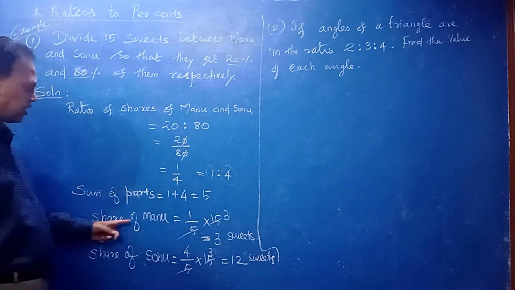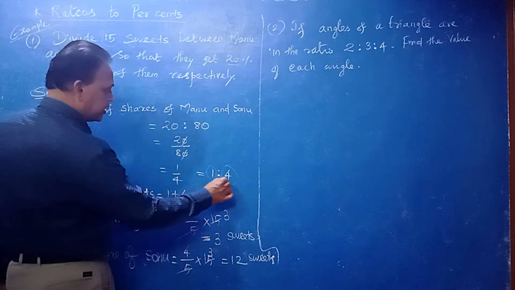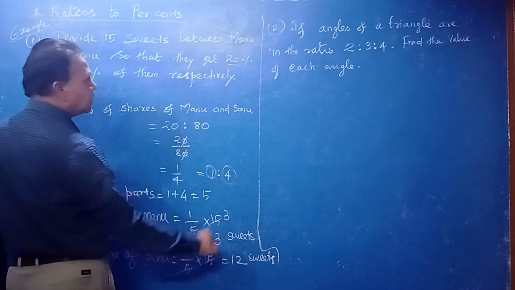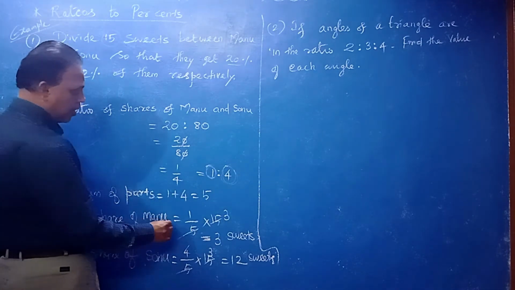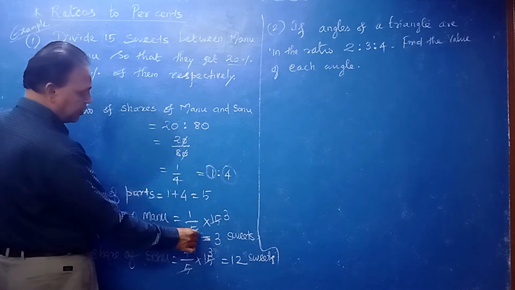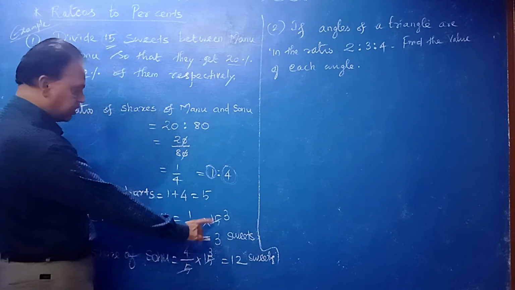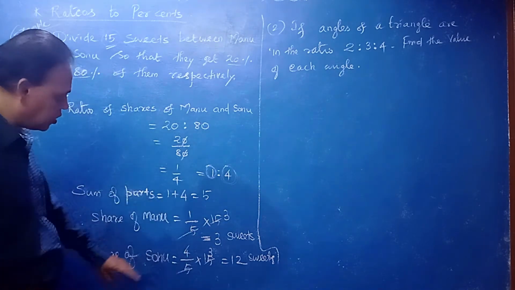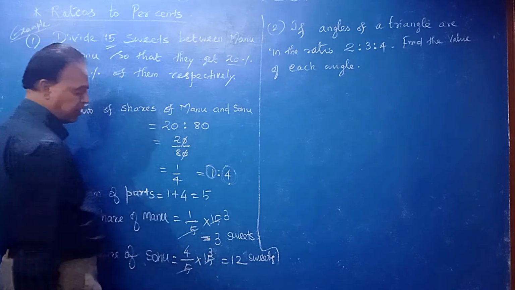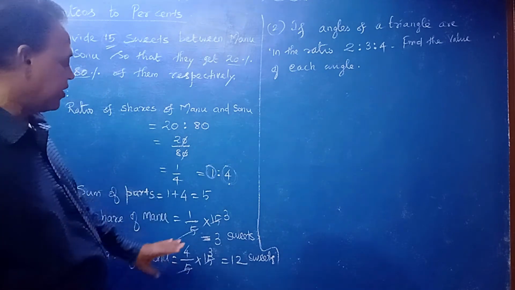Now easily we can find the share of Manu, equal to 1 by 5, taking the ratio with Manu first and then Sonu. So 1 by 5, the total parts, into 15 sweets. You multiply this and you will get 3 sweets. In the same way, the share of Sonu is 4 by 5 into 15. You cut it, it means 3 times 4, that is 12 sweets. Understand? So easily we can find this.